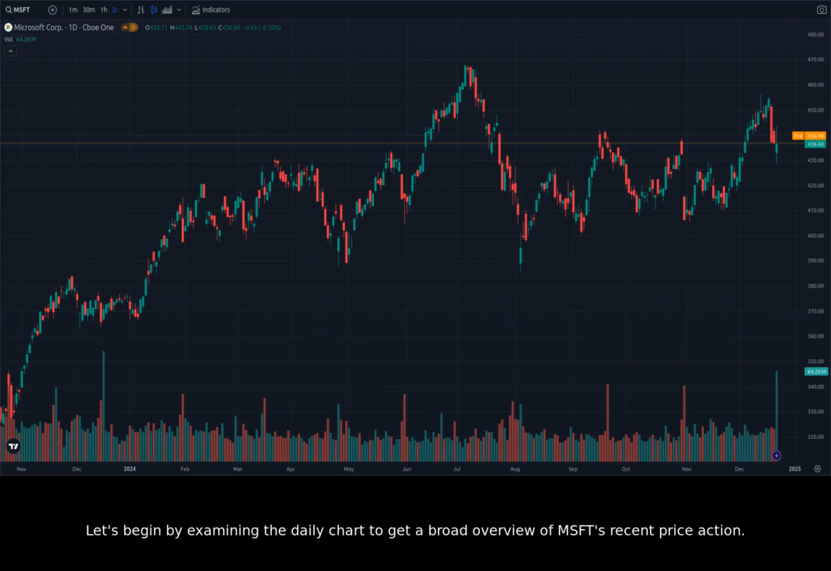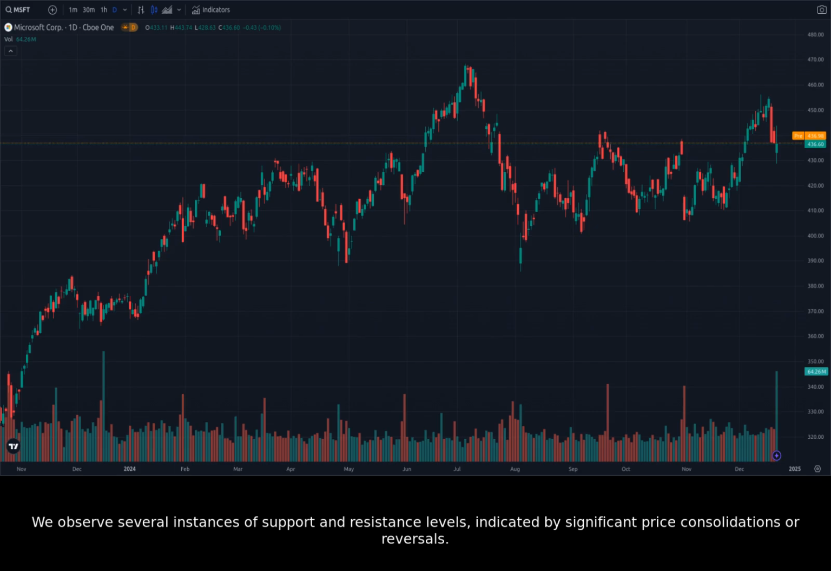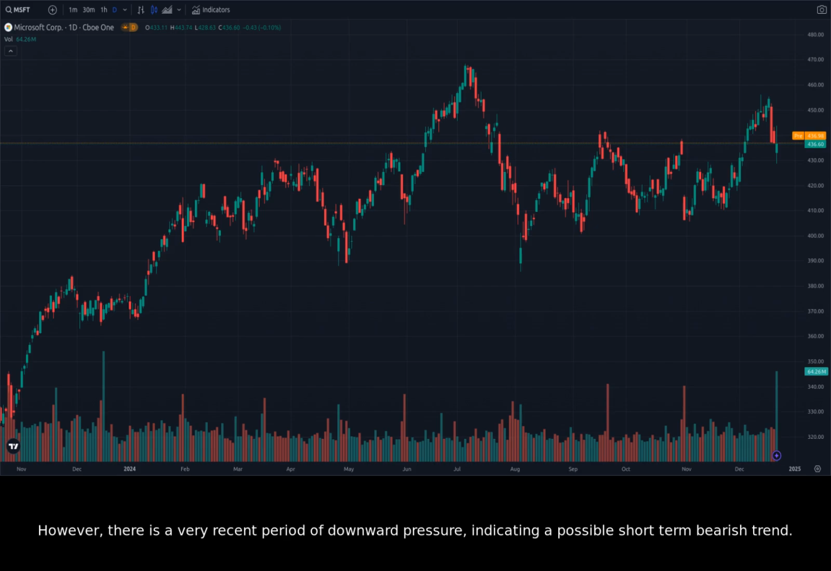Let's begin by examining the daily chart to get a broad overview of MSFT's recent price action. The daily chart reveals a clear upward trend in Microsoft stock over the past few months. We observe several instances of support and resistance levels, indicated by significant price consolidations or reversals. Notice how the price frequently bounces off these key levels, highlighting their importance in predicting future price movements. However, there is a very recent period of downward pressure, indicating a possible short-term bearish trend.